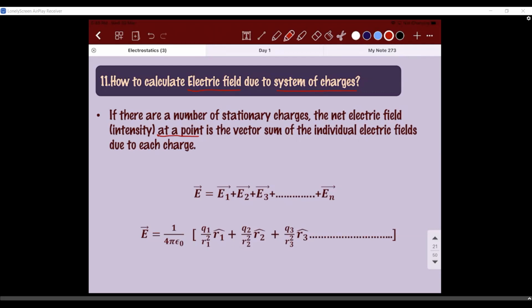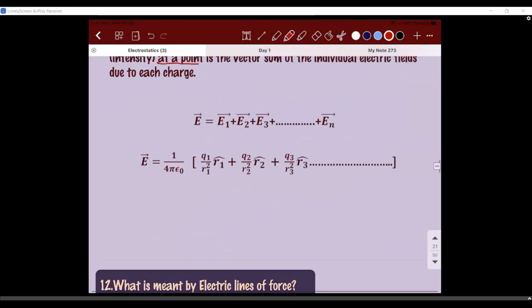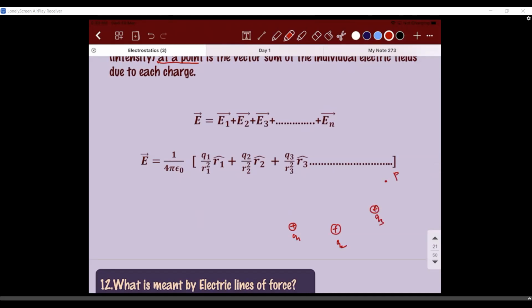It is a vector sum of the individual electric fields due to the different charges at that point. So the meaning of this, let me explain. If I have charges Q1, Q2, Q3, and I want to calculate the electric field due to all these systems at point P. What is actually placed at point P? There is a sensor, a test charge that is placed.